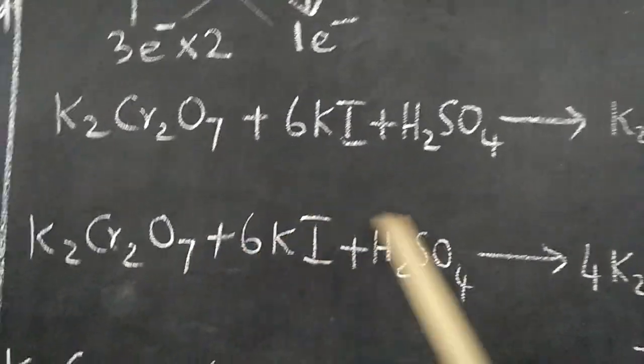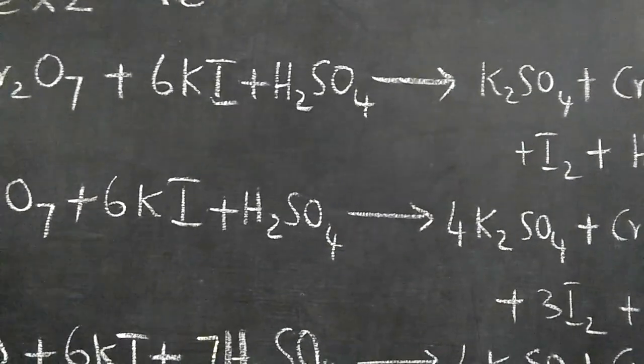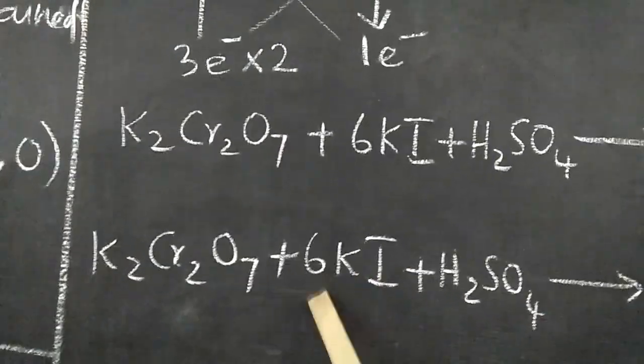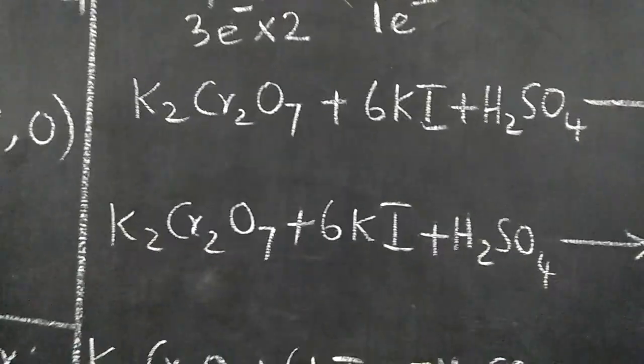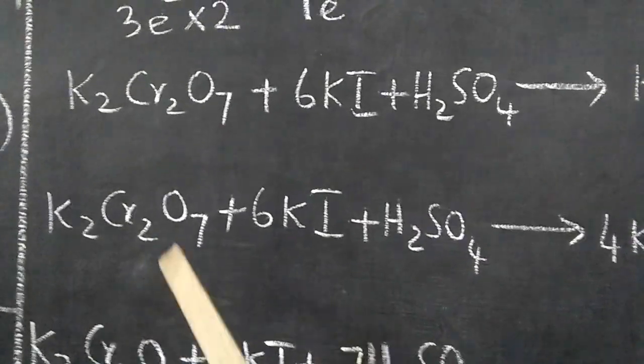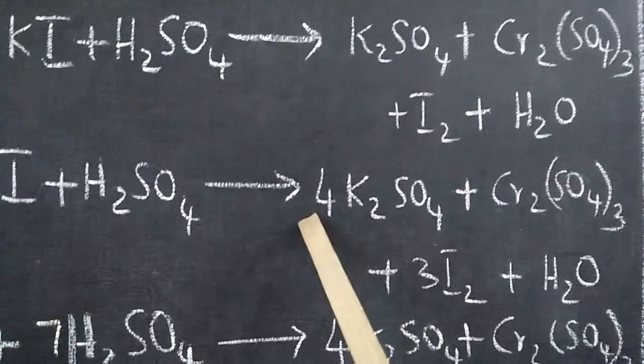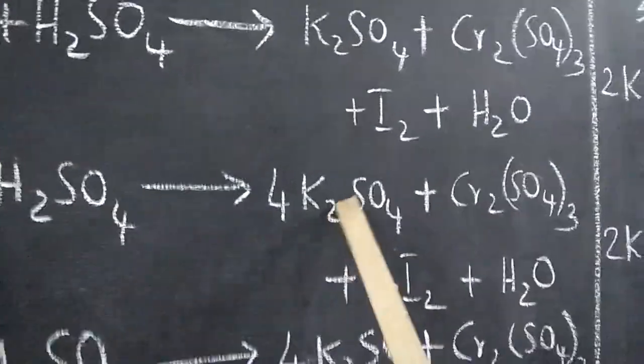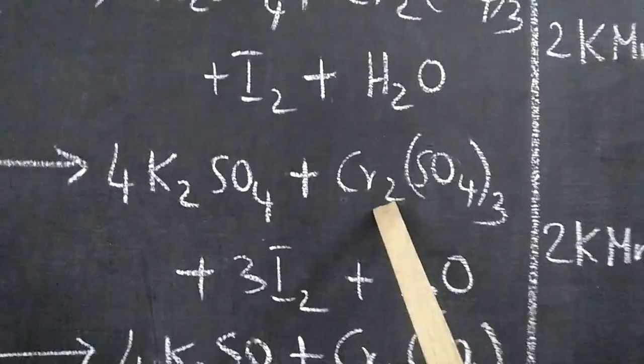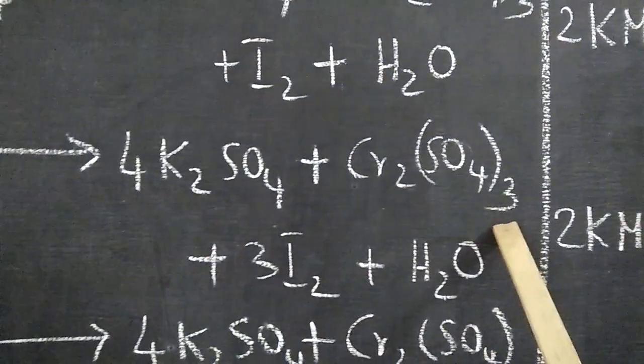Based on the reactant side, we are going to balance the product side. Here 6K, here 2K, altogether 8K. So 8K becomes 4K2SO4. 4K2 is equal to 8K. So the potassium is balanced. And the Cr2(SO4)3, same thing I am writing, because 2Cr here, here also 2Cr. So same thing I am writing.